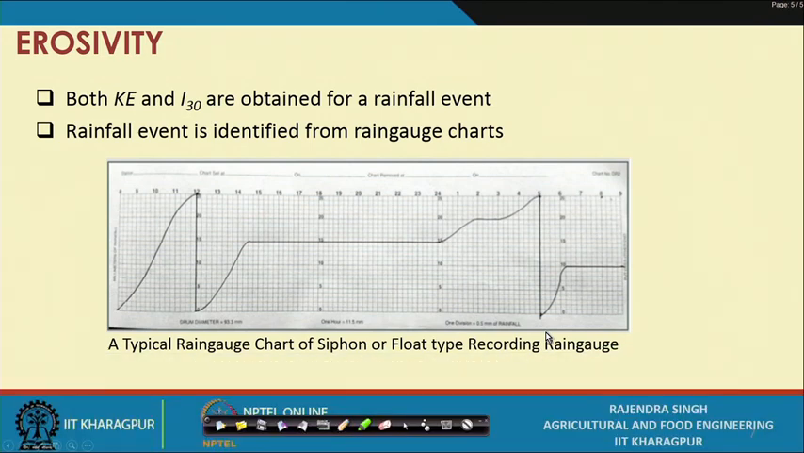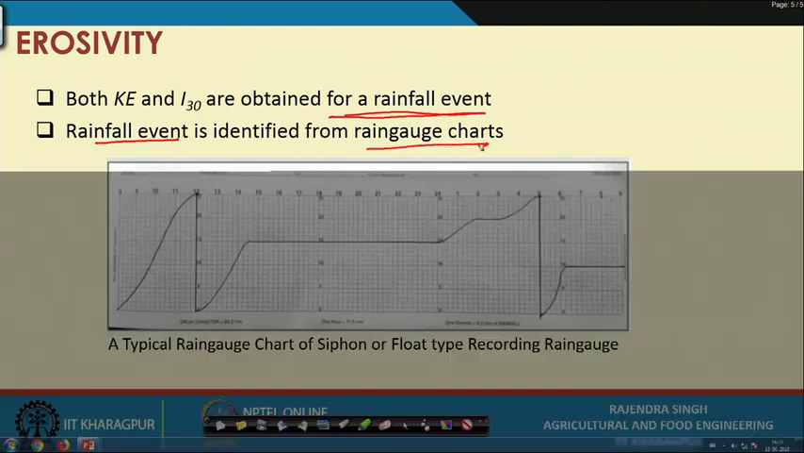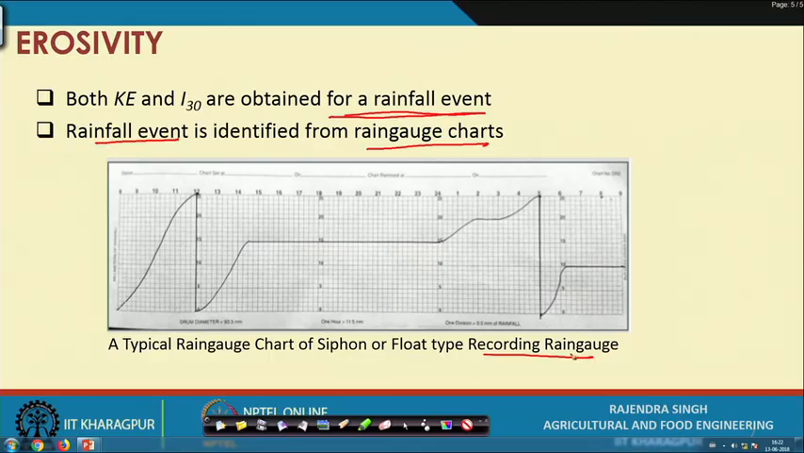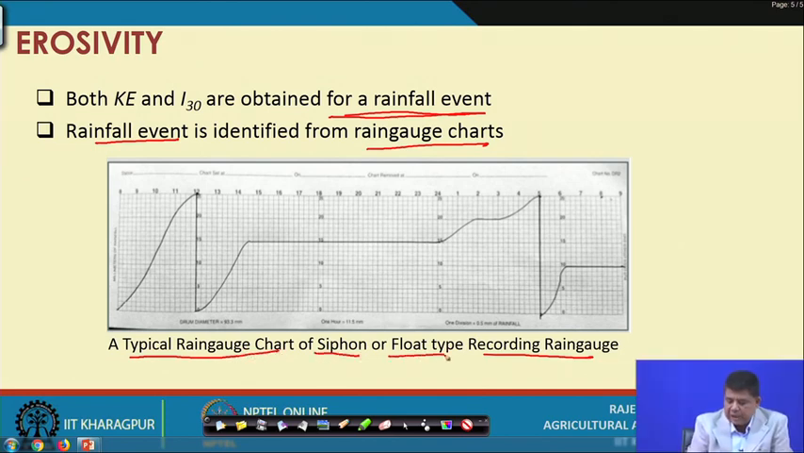and both kinetic energy and I30 are obtained for a rainfall event, because these are rainfall characteristics. So, obviously, we have to obtain them for a particular rainfall event, and for identifying a particular rainfall event, we use the rain gauge chart. It is the rain gauge chart which comes from a recording type rain gauge that is used for finding out both kinetic energy as well as I30.